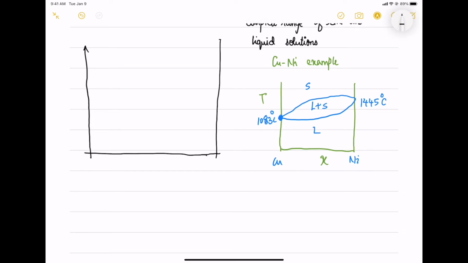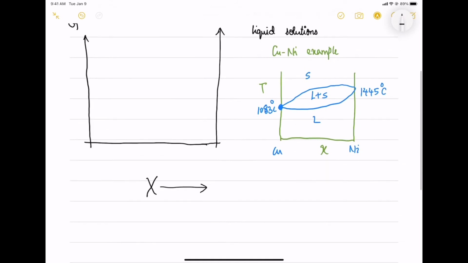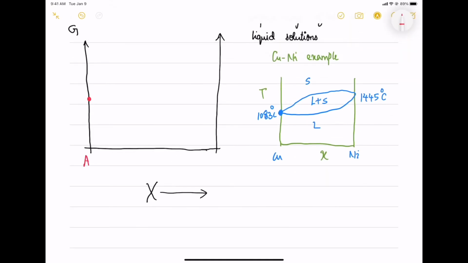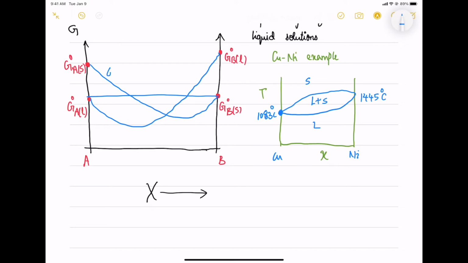complete solution. So let's take a G versus X curve, and we will take the standard energies of solid and liquid for A component and B component. As you can see, for A component, liquid has lesser energy, so that is the reference point. So the liquid starts from A, and for B, the solid is the reference point because that has the least energy. That is how the curves are made.